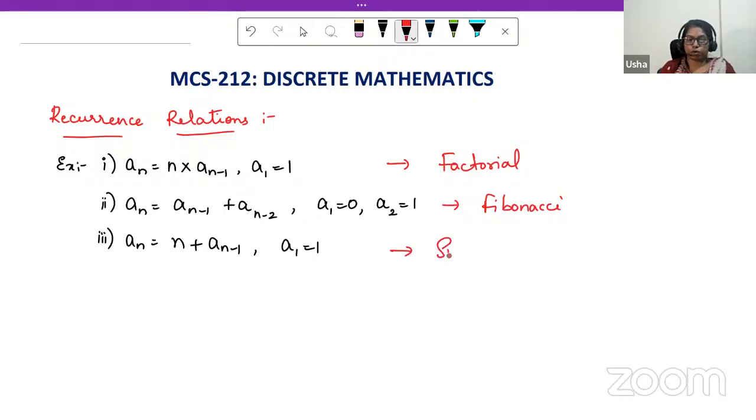And this is the sum of first 10 natural numbers. Okay, these are the examples. Anyway, you don't have to know them. You just have to understand what it means.